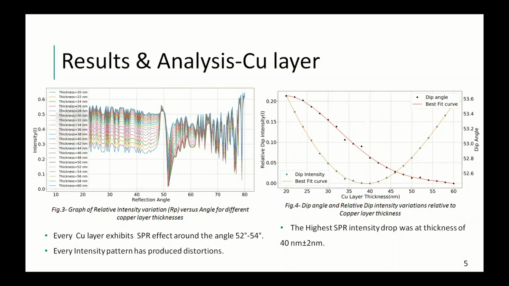In figure 3, it is possible to observe every copper layer exhibits an SPR dip around 52 degrees to 55 degrees, and additionally, distortions can be observed due to the water-glass layer refractive index mismatch. From the intensity versus angle graph, the SPR dip positions for each layer were identified and mapped separately in figure 4, which clearly indicates a minimum intensity value for 40 nanometers of copper layer thickness.